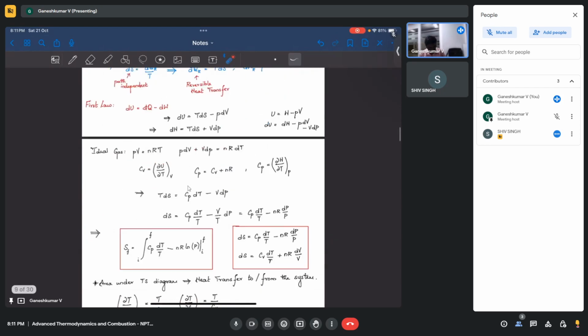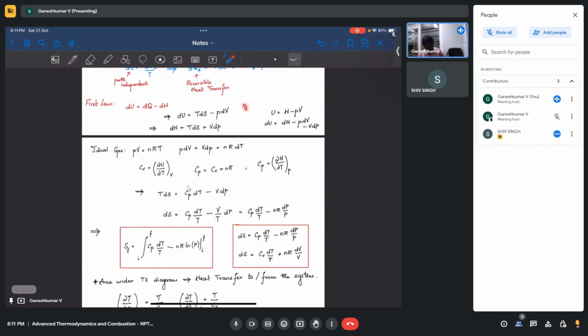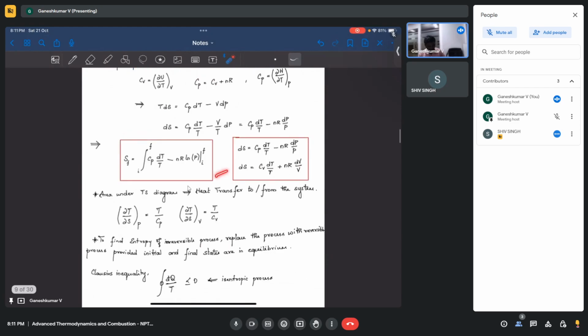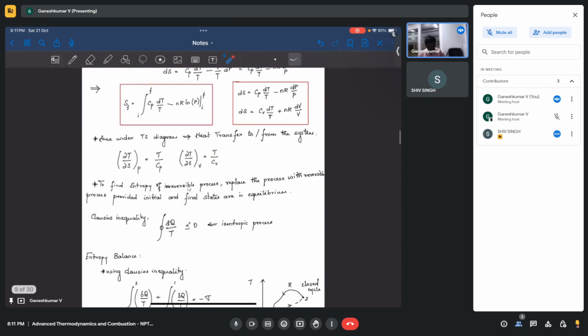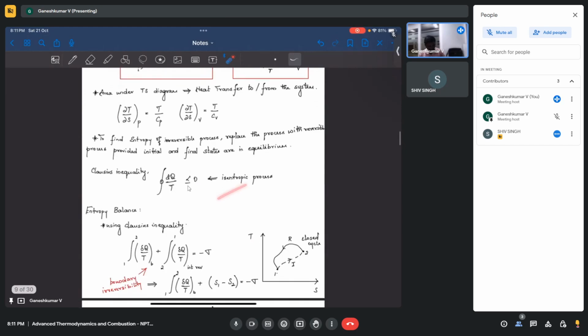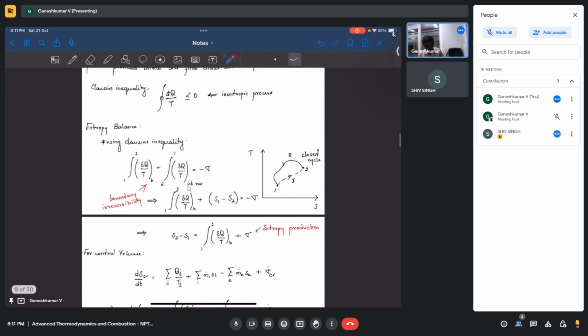And then we derived it, we used these TDS equations, and then we derived what the relations are for entropy, and then we studied a little bit about Clausius inequality and how it can be useful. And then finally when we did entropy balance, the entropy change could be due to entropy production also, because of irreversibilities happening in the system, boundary irreversibility.